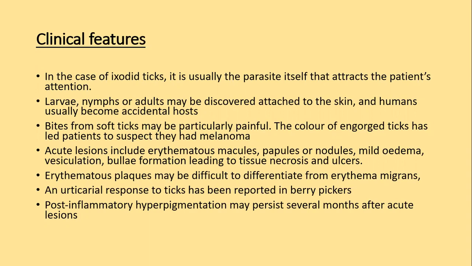Acute lesions include erythematous macules, papules and nodules, mild edema, vesiculation, bulla formation, leading to tissue necrosis and ulceration. Erythematous plaques may be difficult to differentiate from erythema migrans. The urticarial response to tick bites has been reported in berry pickers. Post-inflammatory hyperpigmentation may persist several months after the acute lesions.